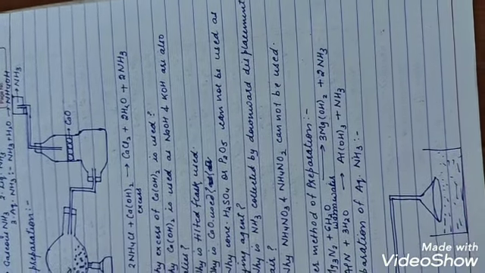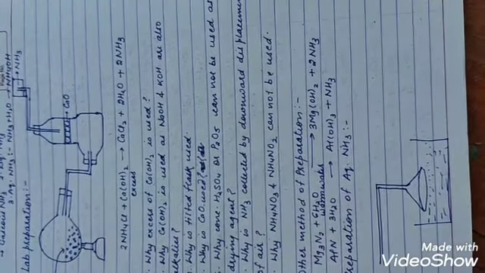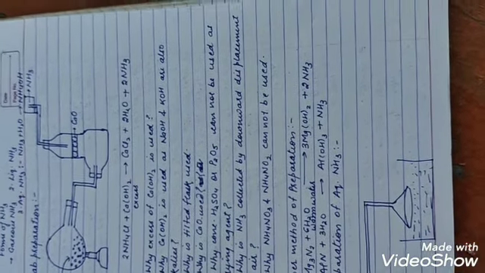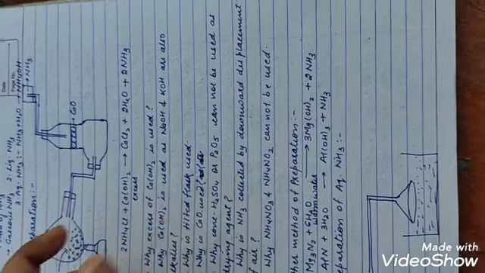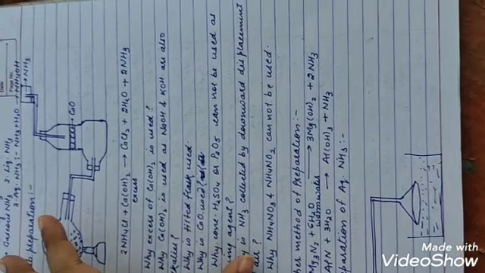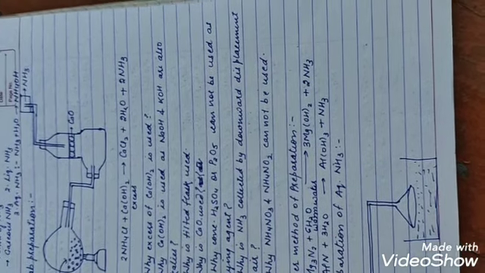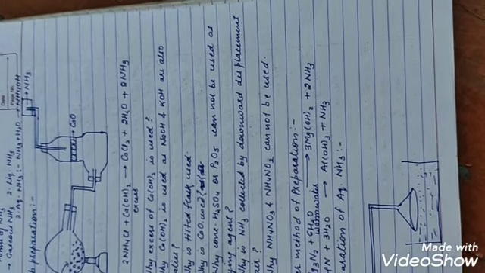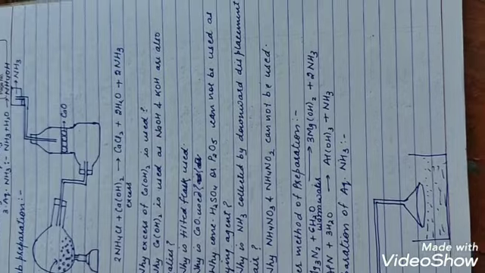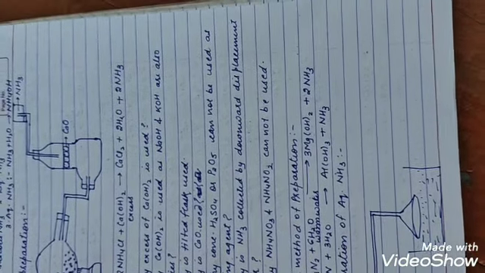Next, why is ammonia collected by downward displacement of air? Because it is lighter than air. And why is it not collected over water? It cannot be collected over water because it is highly soluble in water, same as HCl.